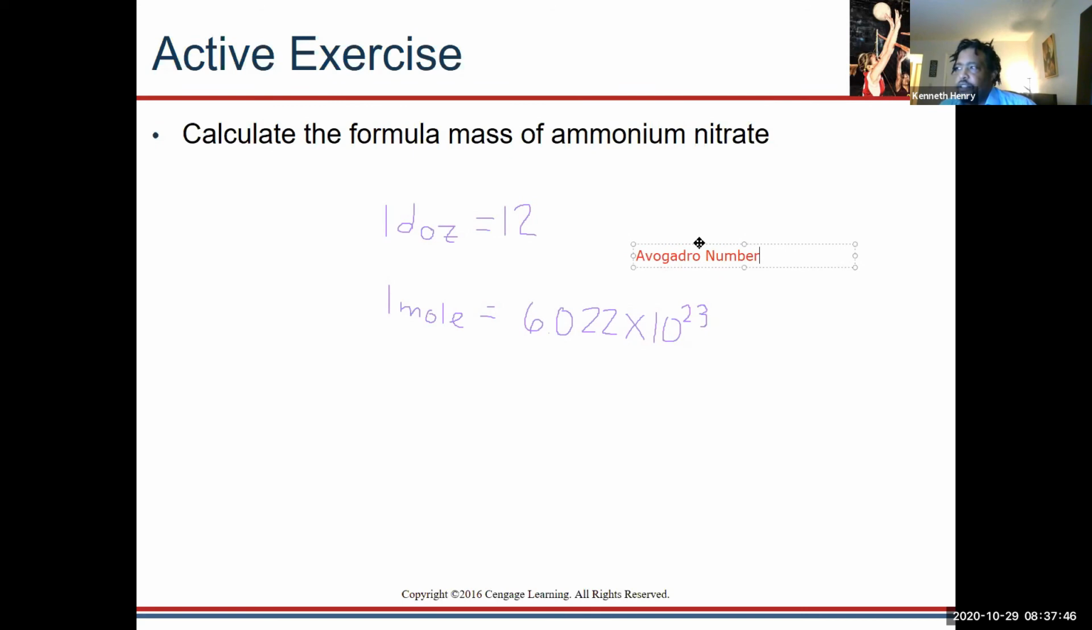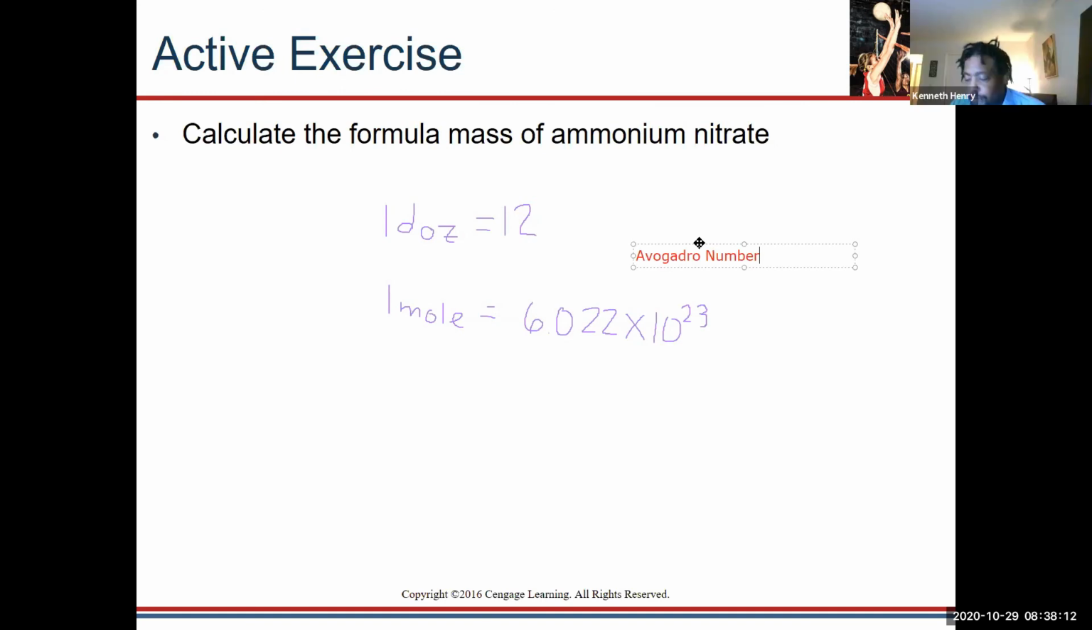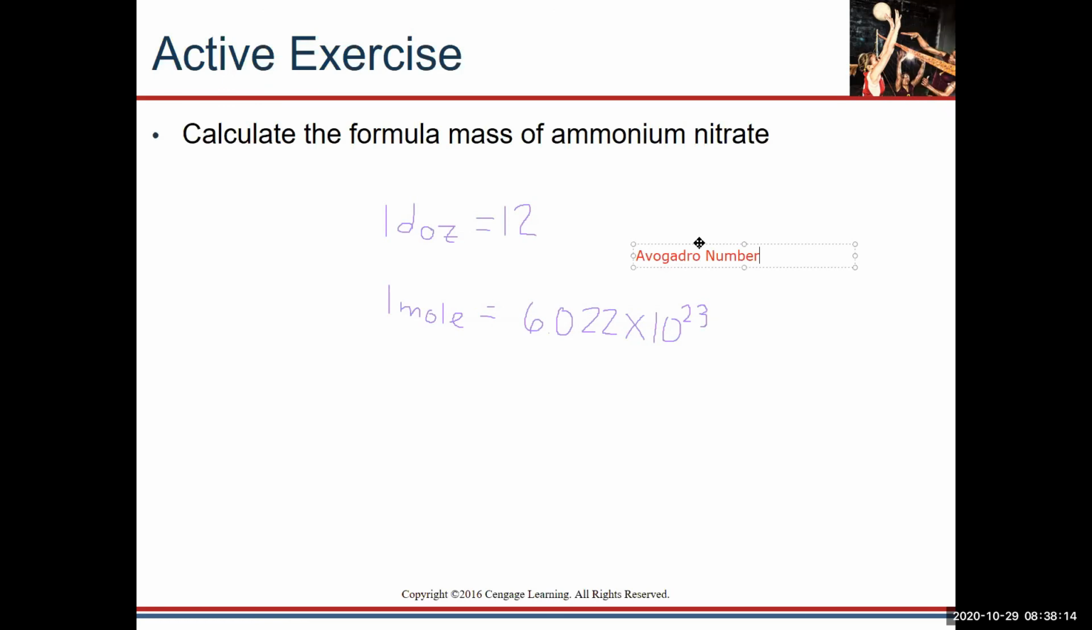Avogadro's number. So this is Avogadro's number: 6.022 times 10 to the 23rd. Avogadro's number is equal to 1 mole. So 1 mole is equal to 6.022 times 10 to the 23rd. Repeat that after me, please. 6.022 times 10 to the 23rd equals what? One mole. Avogadro's number. 1 mole equals 6.022 times 10 to the 23rd.